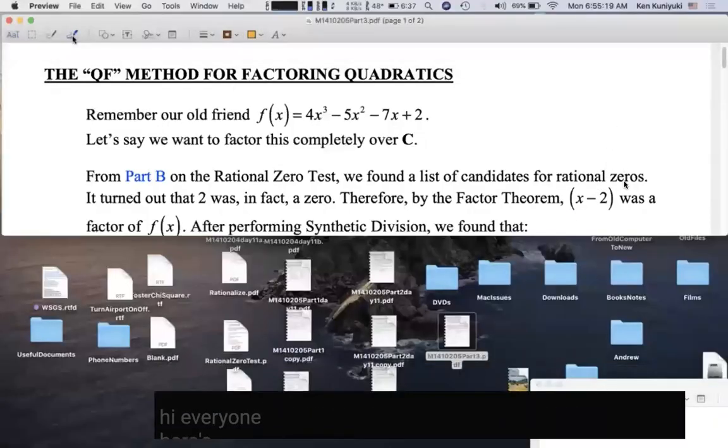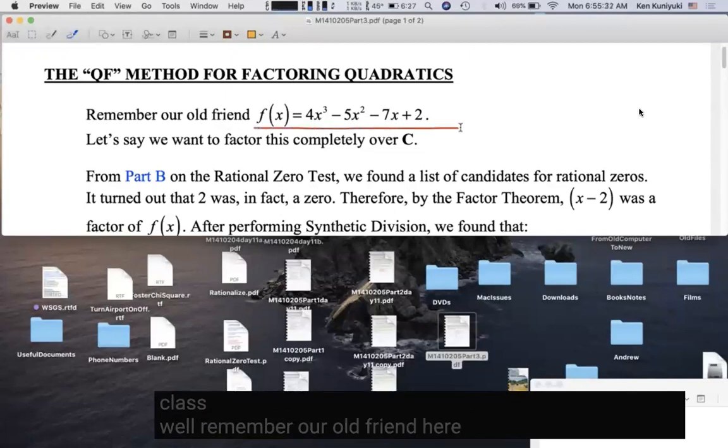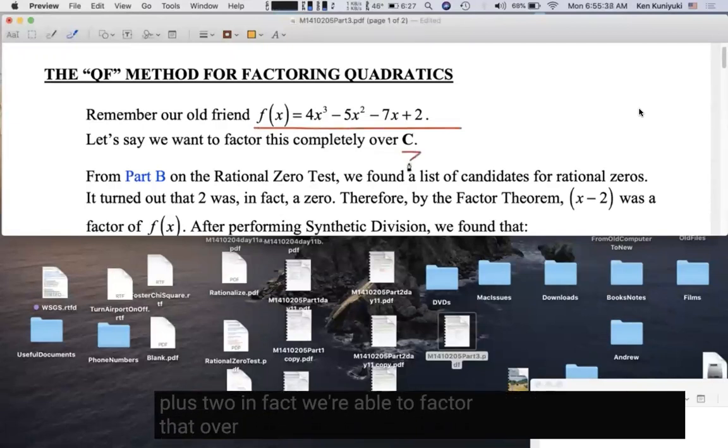Hi, everyone. Here's a bonus topic. How do you factor quadratic trinomials without guessing? That's something that you may have wanted to know back in your Algebra 1 class. Well, remember our old friend here: 4x cubed minus 5x squared minus 7x plus 2. In fact, we were able to factor that over Z, the set of integers.